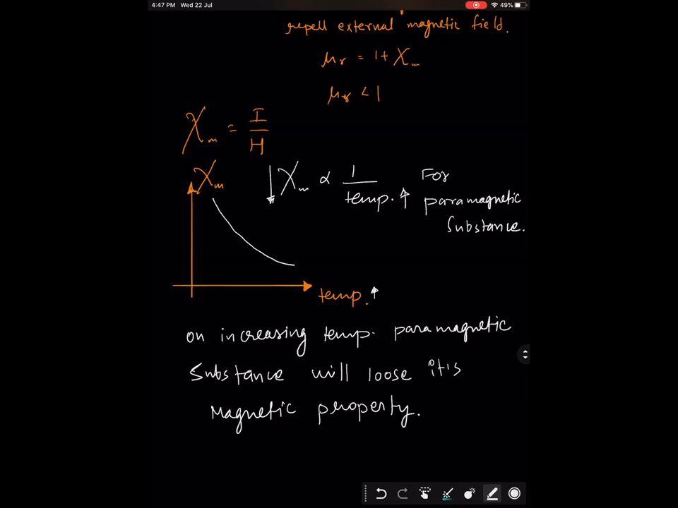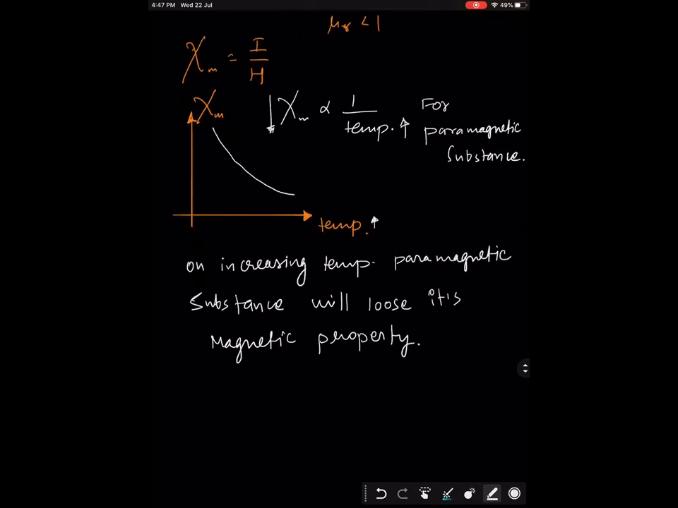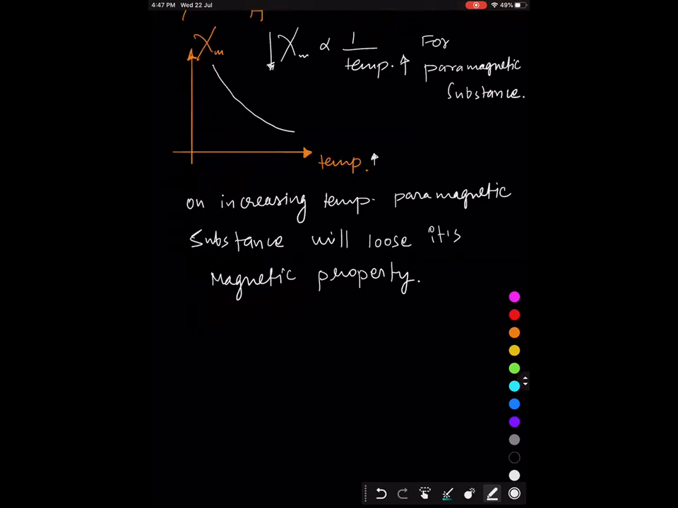Now, if you make the same graph for a ferromagnetic substance, let's make a graph between chi and temperature.